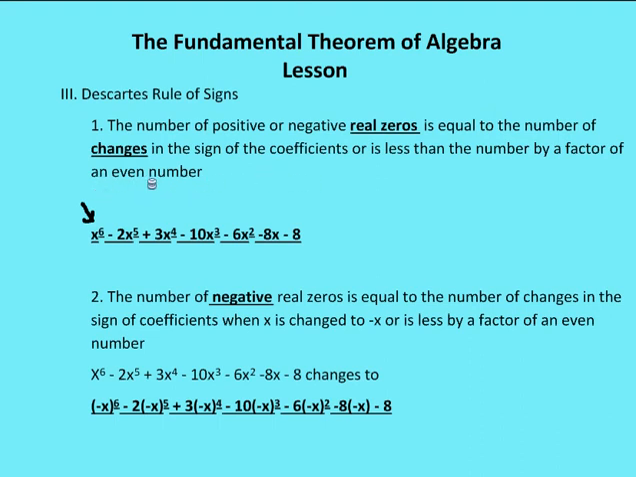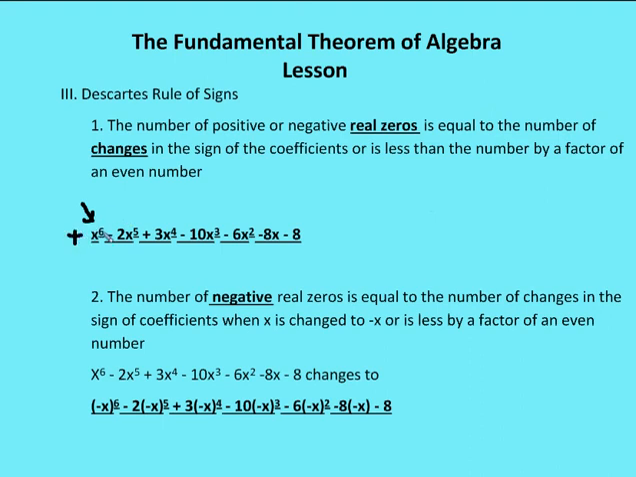So we know 7 is not a possible number relative to the example I just gave, but I wanted to give you an example of what they meant by less than the number identified by a factor of an even number. So it would be 7 or less by a multiple of 2. So let's count the changes in signs.